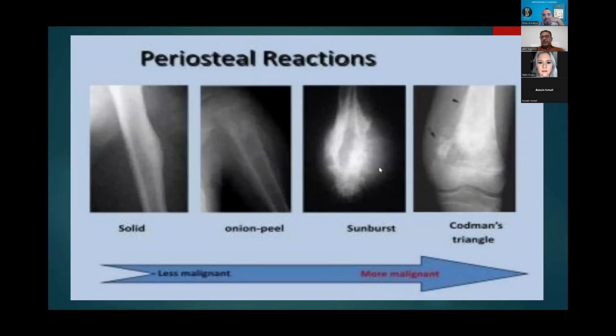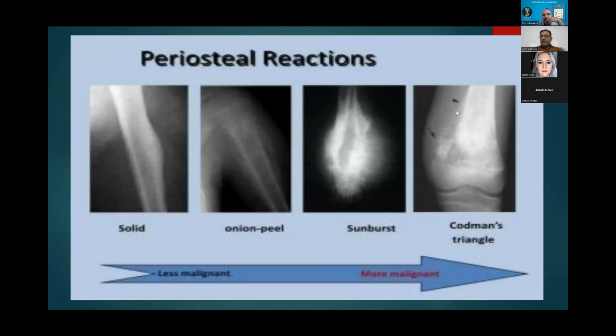The third picture shows a sunburst appearance of the periosteum, where you see sun rays emanating through the periosteum. And this is a classical appearance of an osteosarcoma. Also, the other radiological picture that you see in osteosarcoma is an elevation of the periosteum. I do apologize, this is not the best picture. Hopefully we'll see one more picture somewhere with what is known as a Codman's triangle.